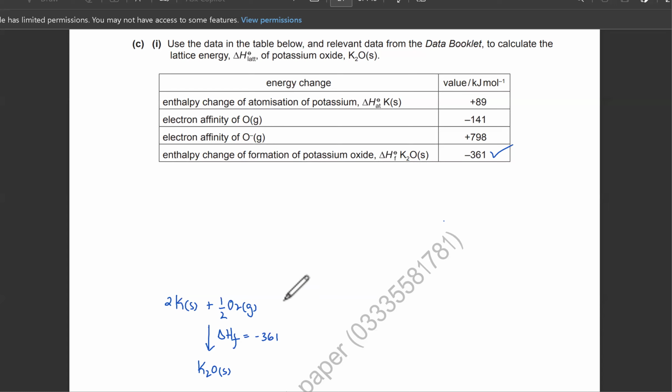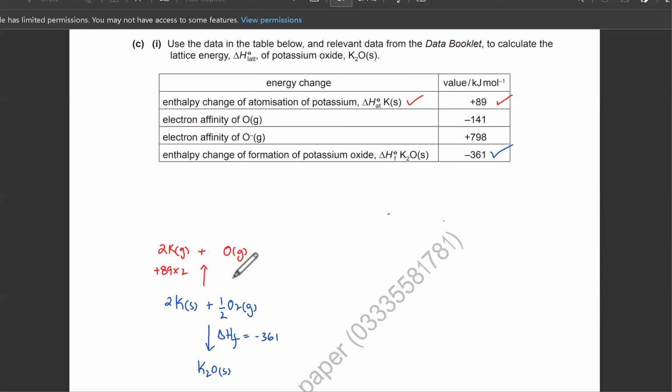Now what's the other path? The other path is you atomize first. So I'm just going to atomize them in one step. You're going to turn potassium into gaseous atoms and you're going to turn oxygen into gaseous atoms, right? Now to turn potassium into gaseous atoms, that's 89. So that's plus 89 times 2. And how do you turn oxygen into gaseous atoms? What is the enthalpy change? What is the energy that's required over here? What is that equal to?